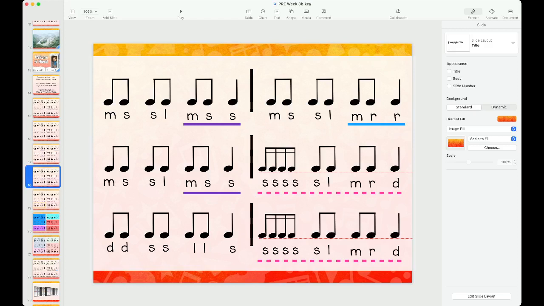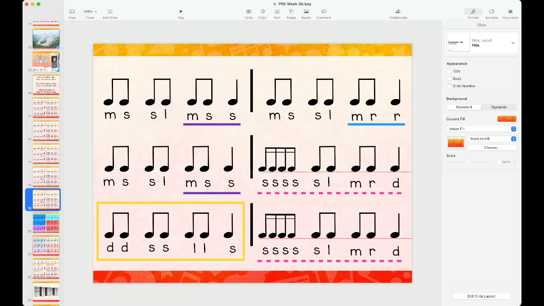Mi, so, so, la, mi, so, so, purple there. Mi, so, so, la, mi, re, re, blue there, because it's a little different. Mi, so, so, la, mi, so, so, purple there. So, so, so, so, so, la, mi, and then that has the pink dotted. The one that really stands out to them is that fifth measure. Do, do, so, so, la, la, so, because it's very different, right?